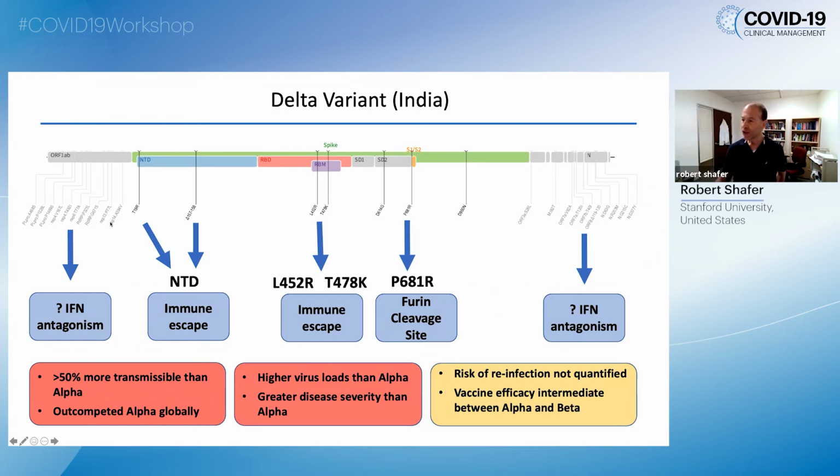The Delta variant is more than 50% more transmissible than Alpha, and it is associated with higher virus levels and disease severity. It is less likely than the Beta variant to escape the effect of neutralizing antibodies and to result in vaccine failure.